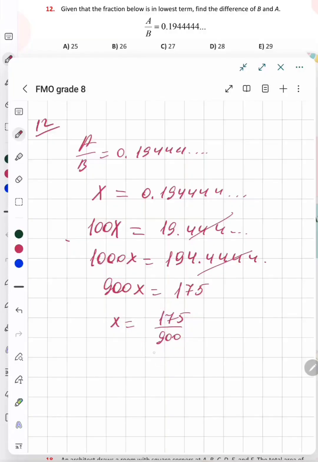We cannot keep it this way because it must be in lowest terms. So let's simplify by 25. 900 divided by 25 is 36, and 175 divided by 25 is 7. Okay, now we cannot simplify anymore. Difference between A and B. So A is 7, B is 36. B minus A will be 36 minus 7, which is 29. The correct answer will be E.